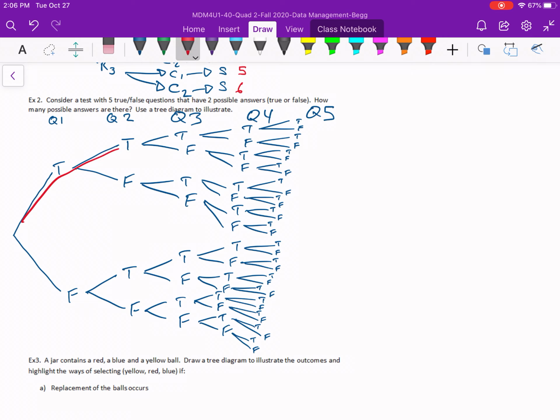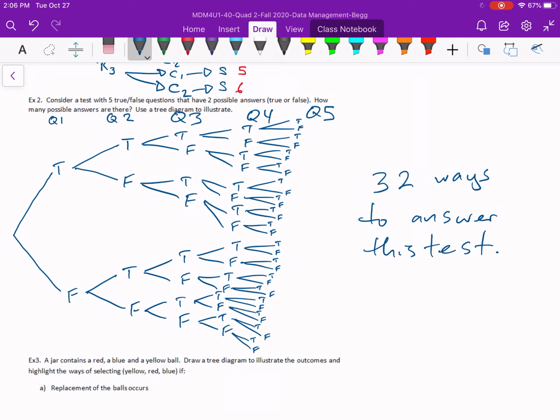I could have a path that goes true, true, true, true, true, 5 times. Or, you know, I could have a path that goes true, false, true, true, false, just to randomly choose another one. Or a path that goes false, false, false, false, true. You know, so 32 different unique combinations. So 32 ways to answer this test. Interesting when you think about it, 5 questions turn out to be 32 different ways.